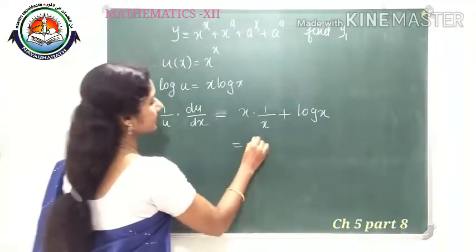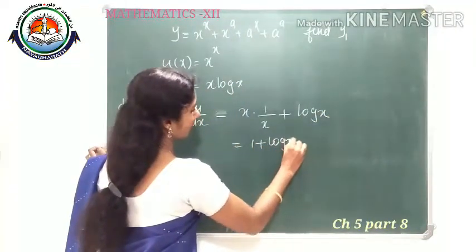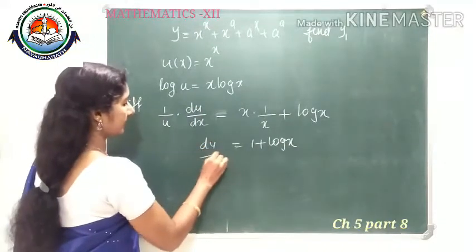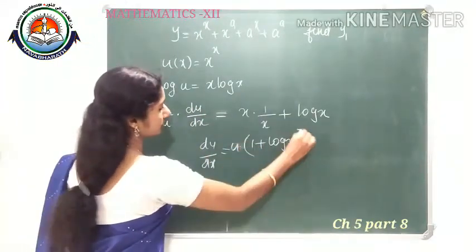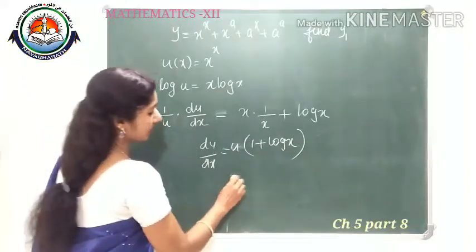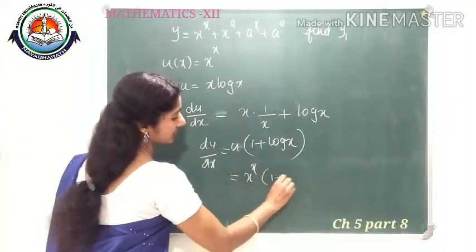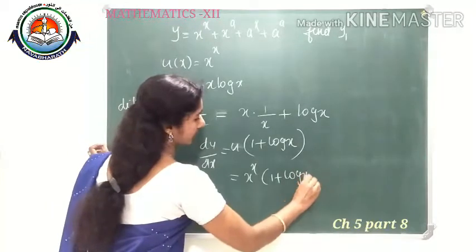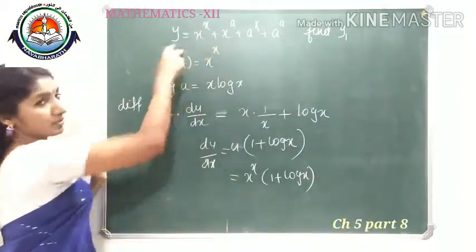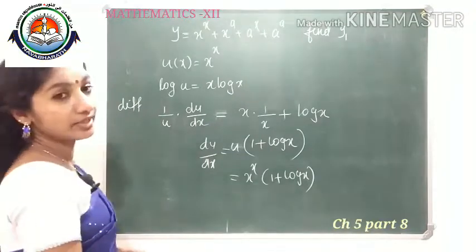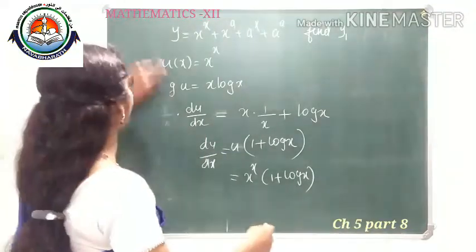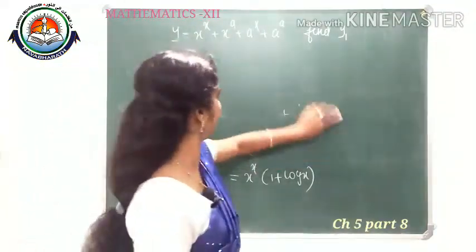So we are getting it as 1 plus log x. So du by dx is equal to u into 1 plus log x. So we are getting it as x raised to x into 1 plus log x. So this is the derivative of the first one. Okay, so we got the derivative of the first one. That only we need to do separately, all others we know as direct results.